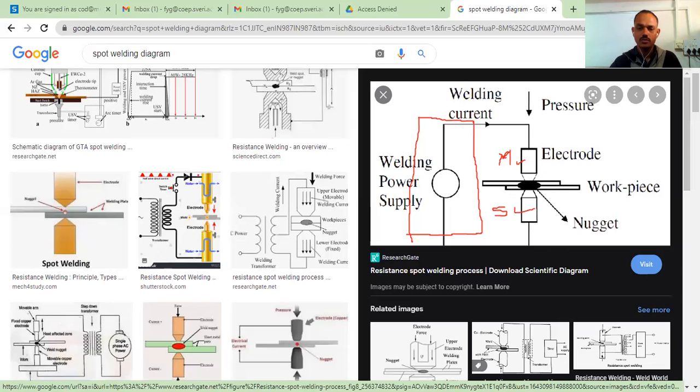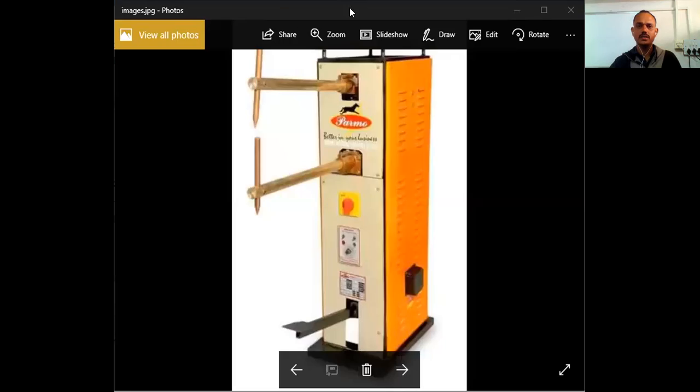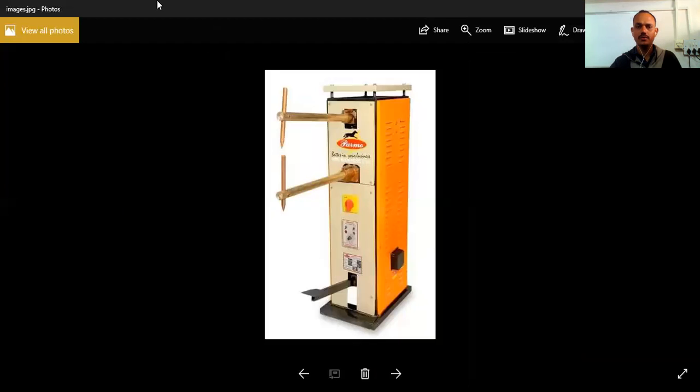Now I will show how the machine looks like. One second, I will show you how the machine looks. Can you observe this? Yes, sir. Can you observe this machine, all of you?